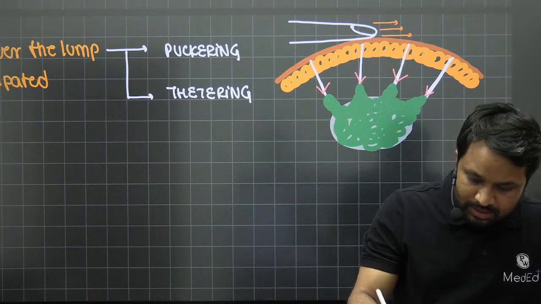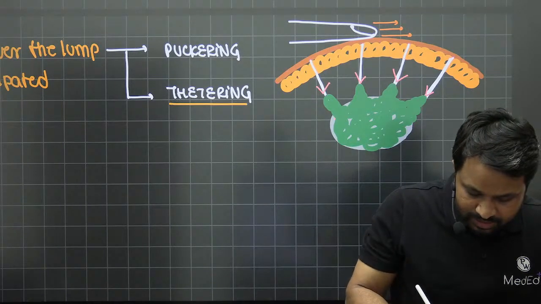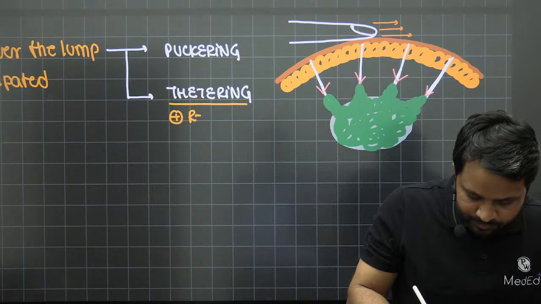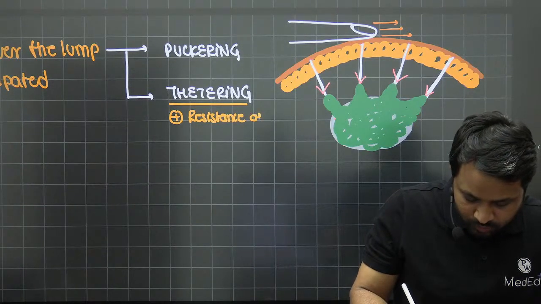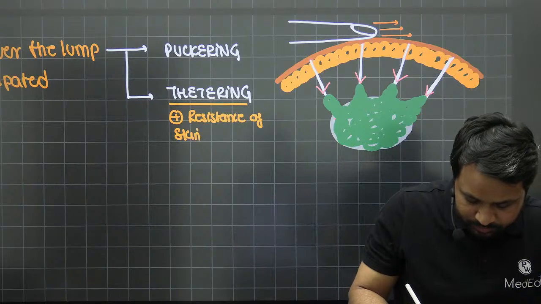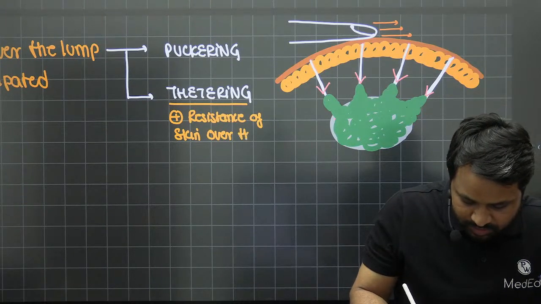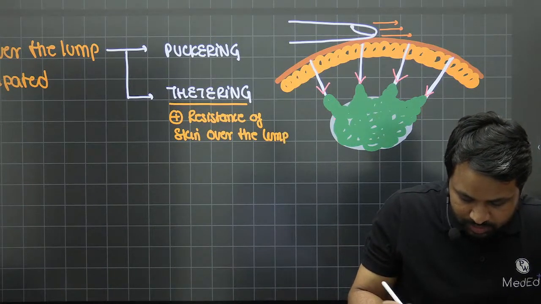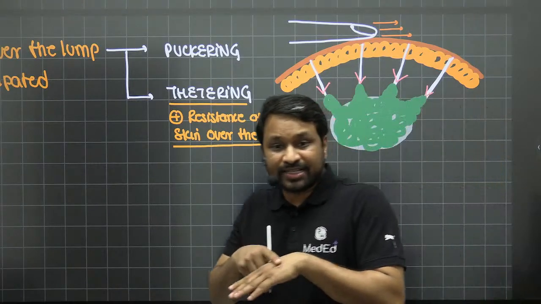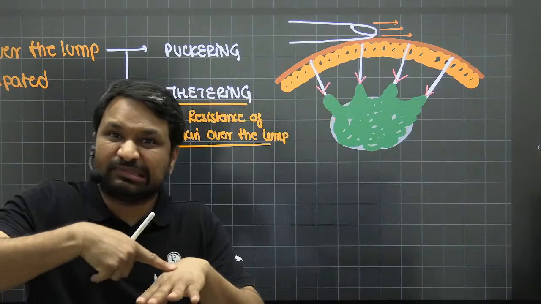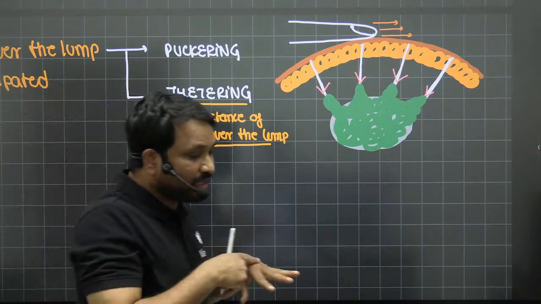So when there is resistance of the skin over the lump, this is what we call tethering, right? The skin is not able to move, and you're feeling that resistance. That is called tethering. You're feeling a tethered component.